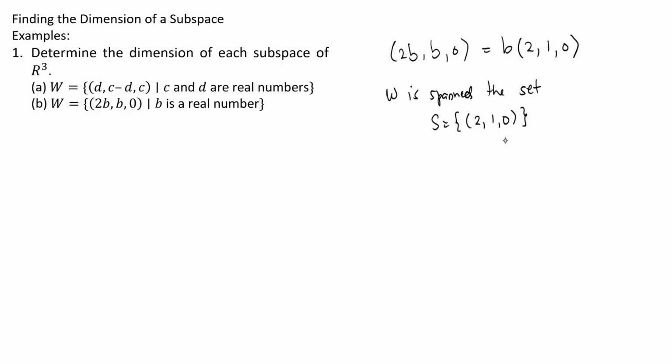Therefore, W is a one-dimensional subspace of R3. So we consider this one as a basis for W. Okay, so containing only one vector, W is a one-dimensional subspace.